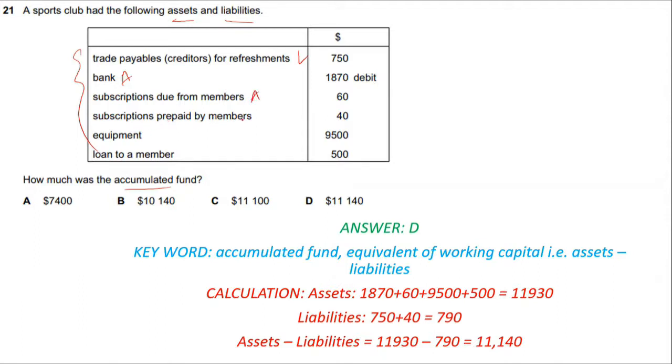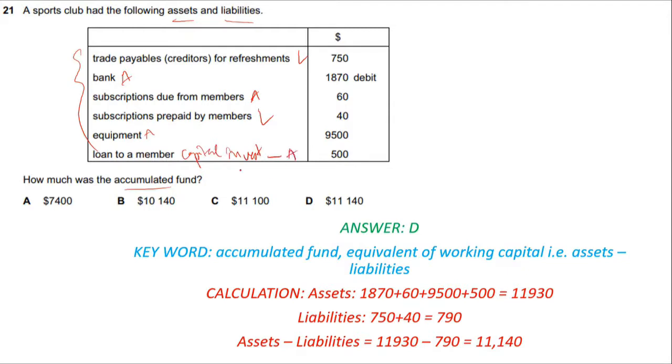Subscriptions prepaid by members. You have received these, but you have not performed the services. So this is a liability because they have paid in advance. Equipment is an asset. Loan to a member. So you have given a loan to a member, which is a capital investment.